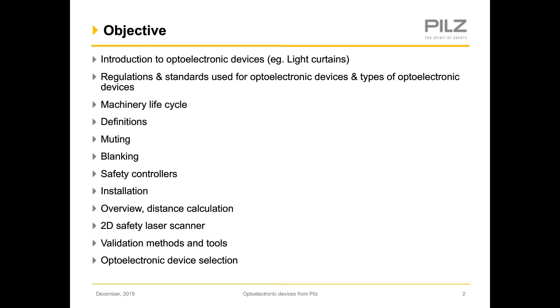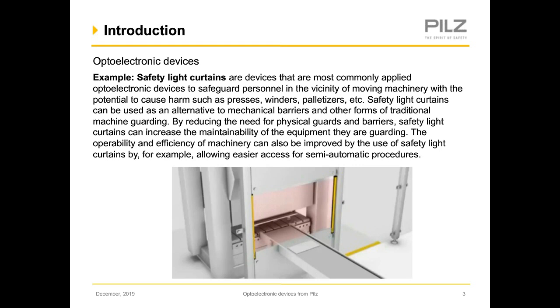So, the introduction to optoelectronic devices, for example, the safety light curtains. These are the most commonly applied optoelectronic devices to safeguard personnel in the vicinity of moving machinery that have the potential to cause harm, such as presses, winders, pelletizers, and the like.